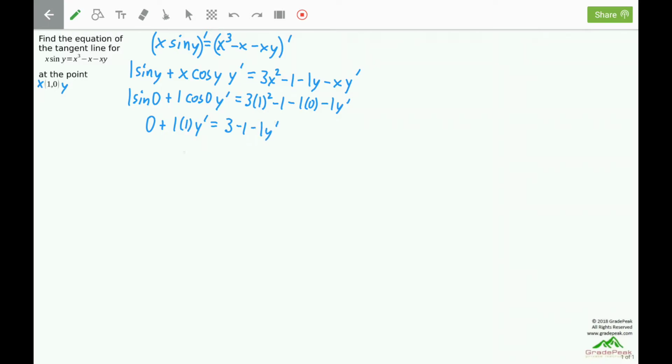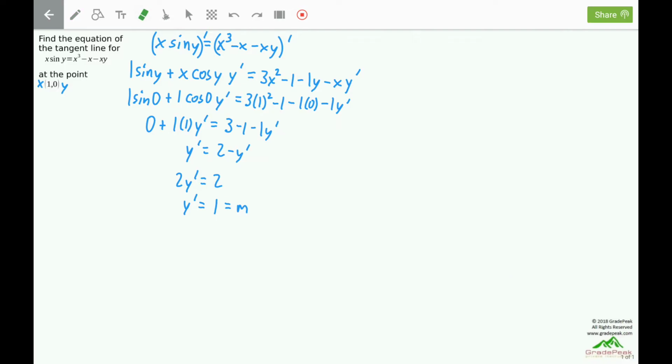We can put the y primes together on one side. Right now we have y prime equals 3 minus 1, which is a 2, minus 1 y prime, which can be written as just minus y prime. We can add y prime to both sides, so we have 2y prime equals 2. Divide both sides by 2, and y prime comes out to a 1. This will be the slope of our tangent line.